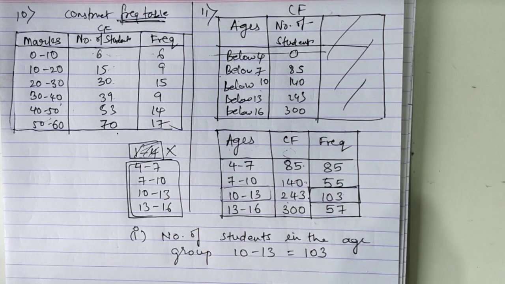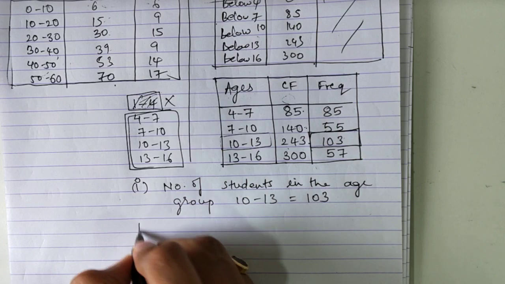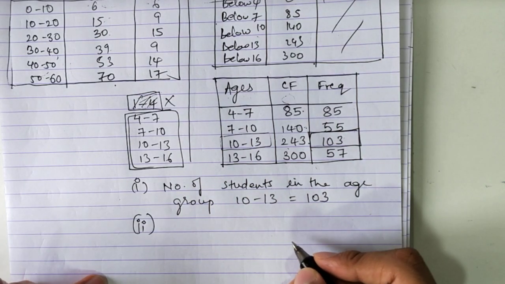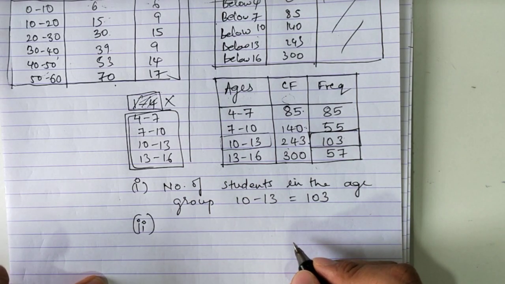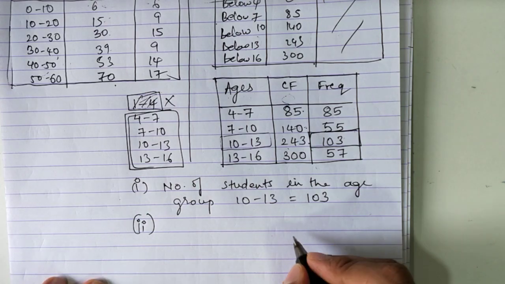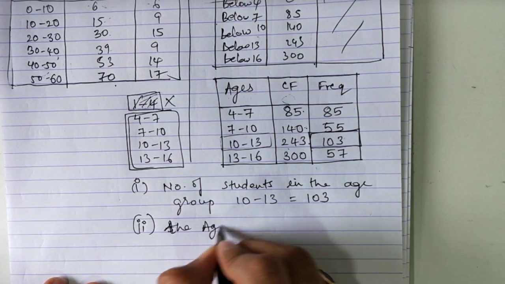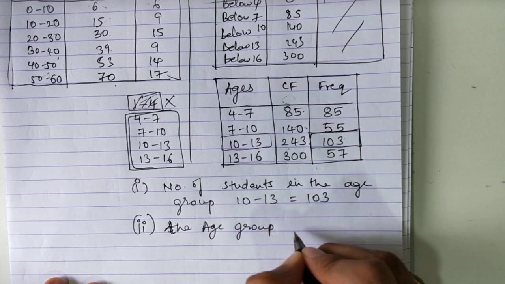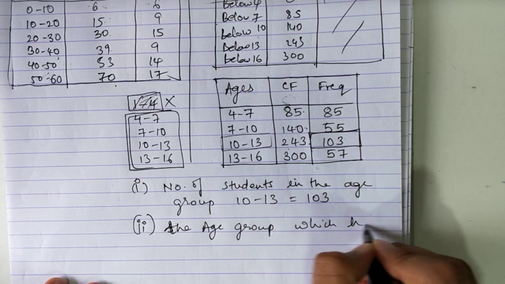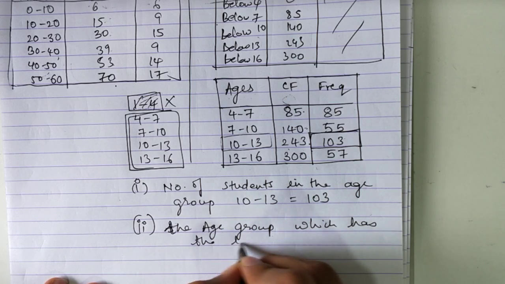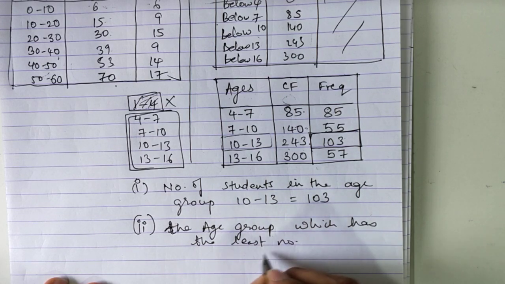The second question, sub question 2, is: state the age group which has the least number of students. The age group which has the least number of students.